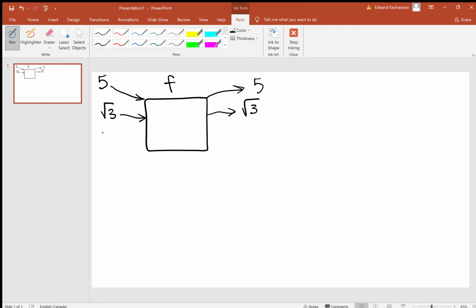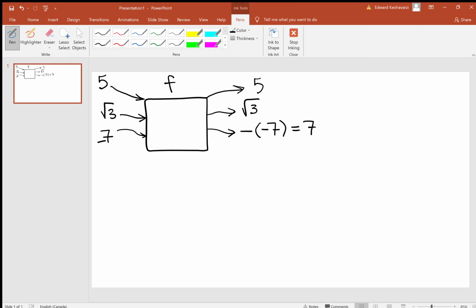However, when a negative number comes in, this machine changes this number to a positive number. How? We multiply it by another negative number. And this is how this machine makes everything positive.